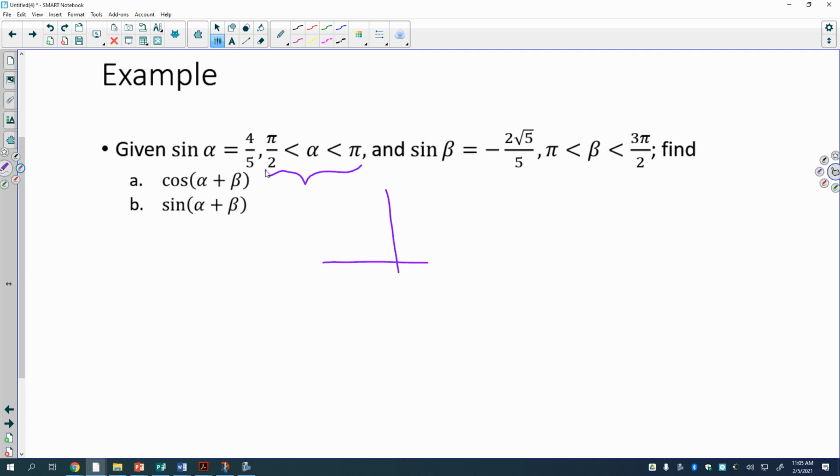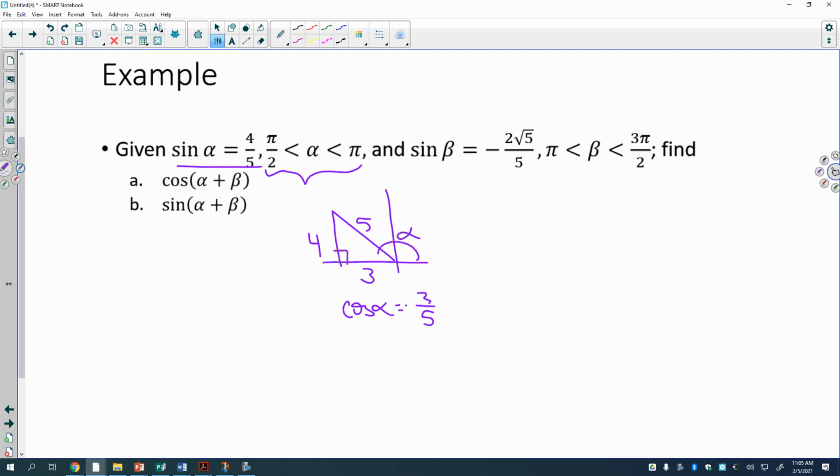I know sine is 4/5. I'm going to go through here. I'm going to draw a triangle. I really like the visual aspect of this, and I'm going to go through and label that triangle and find this missing side. Now it's a 3, 4, 5 right triangle. It's really nice. This is my alpha angle. I can do cosine of alpha. I've already got sine alpha. I want cosine alpha.